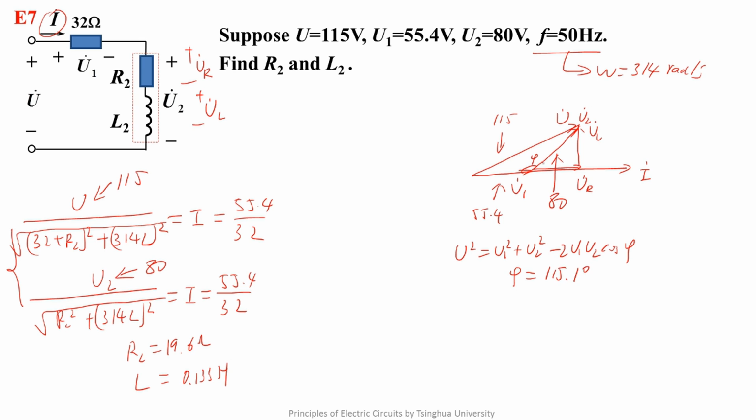Next, we know that theta is this. With theta and the whole circuit, we can solve the problem. With the angle, we can find the UR and UL values easily. With the current, we can find R and L easily.